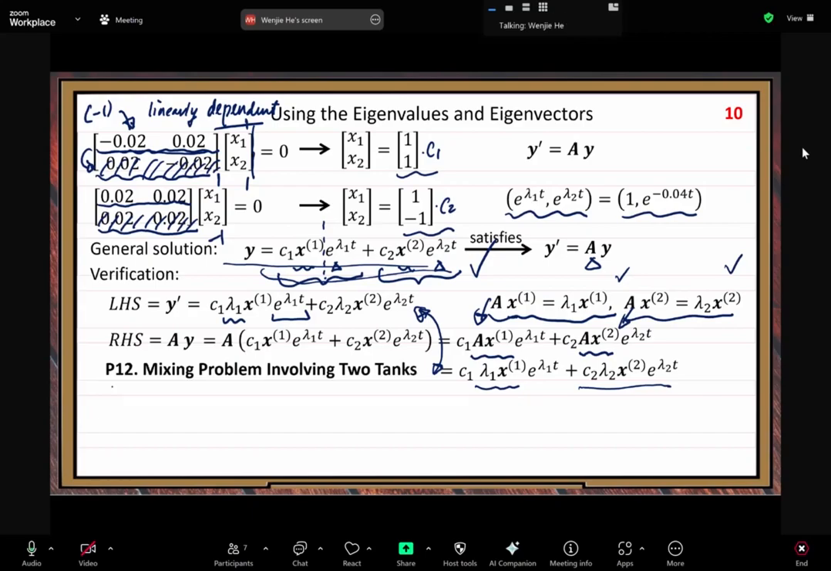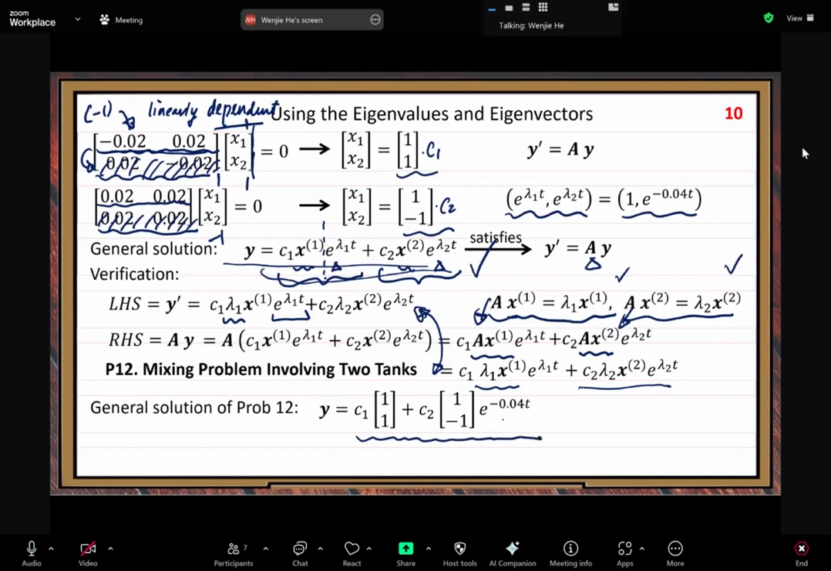So finally, the conclusion, the general solution for this problem. We can write C1 times the first eigenvector, plus C2 times the second eigenvector, with the corresponding e functions. So that's the final solution. So we solved the first problem.